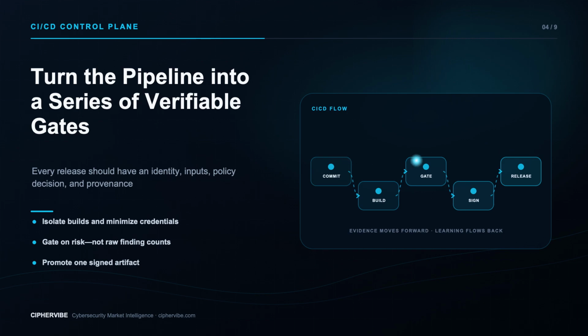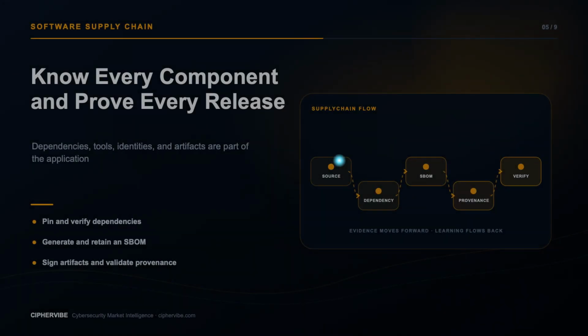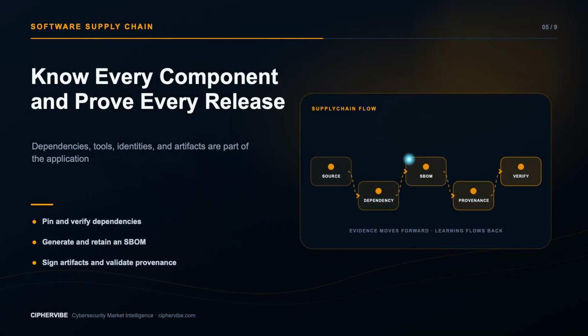Protect pipeline definitions, runners, caches, registries, signing keys, and release roles as production systems. Log who changed the pipeline, which inputs were used, which controls ran, what was waived, and exactly what reached each environment. Software supply chain security begins before package download.